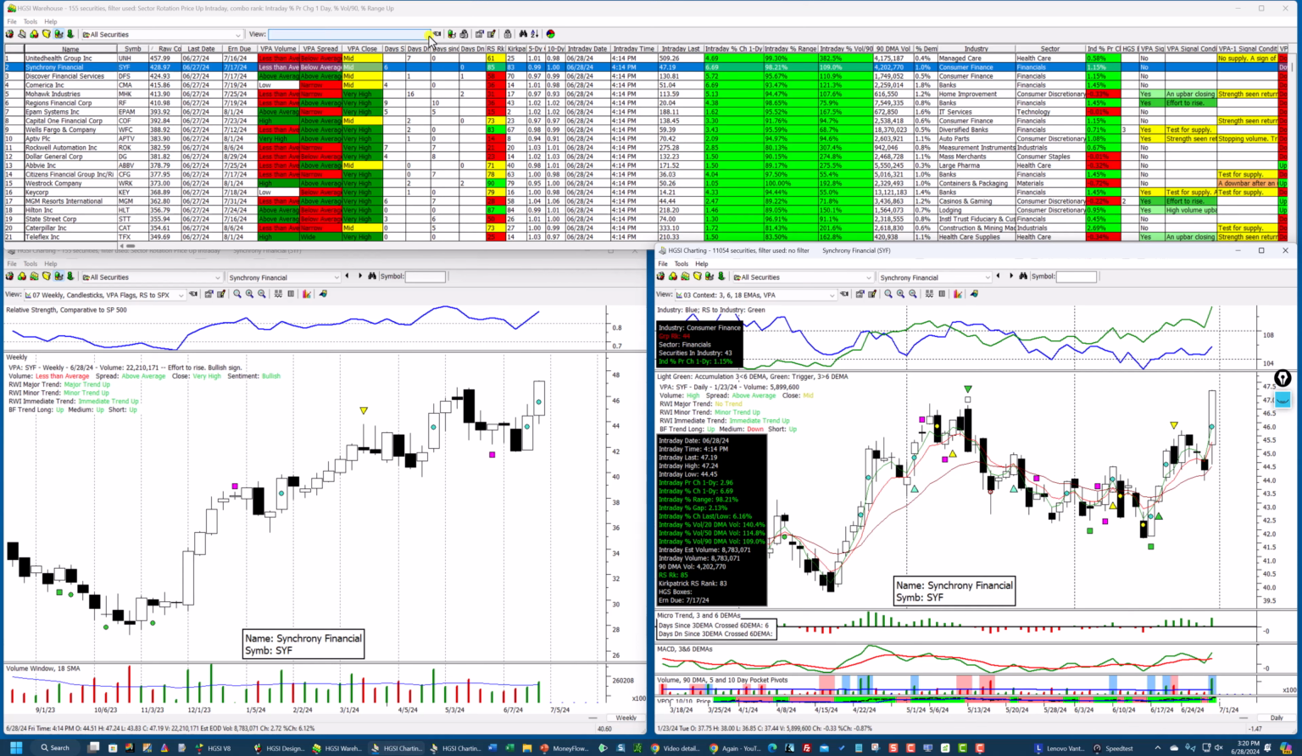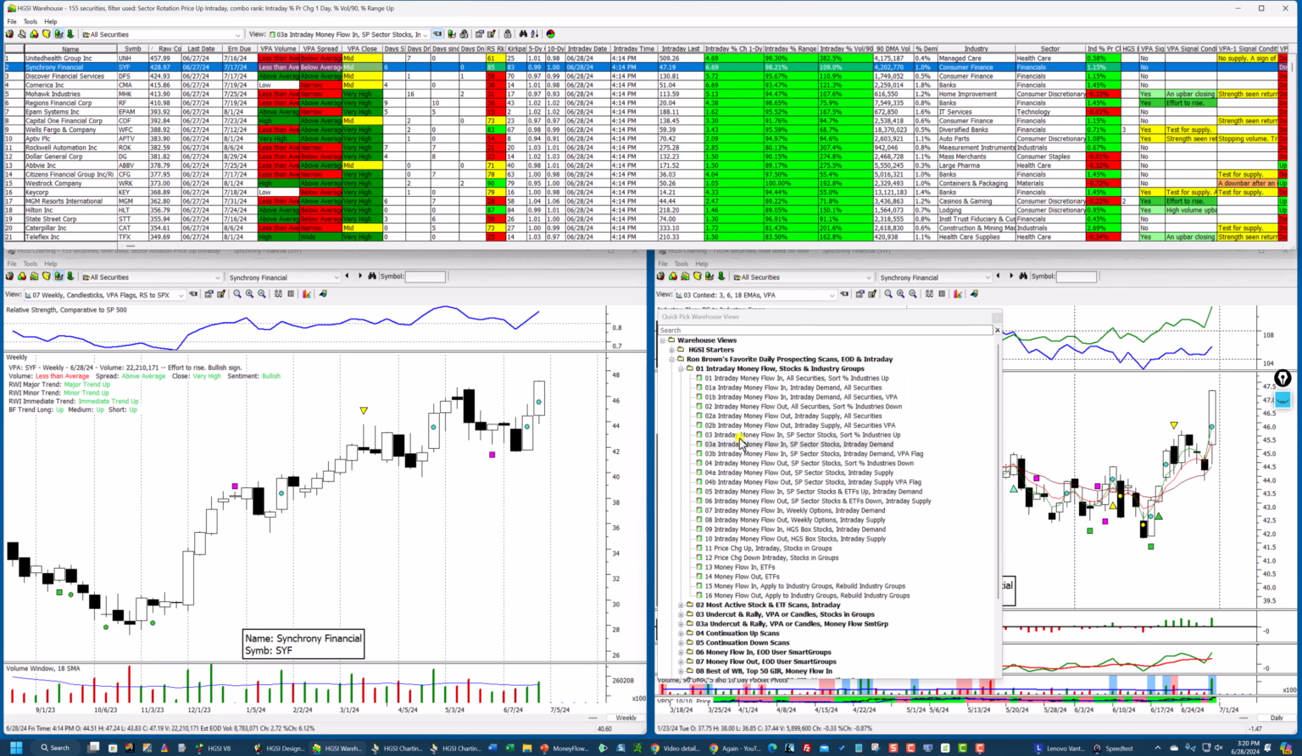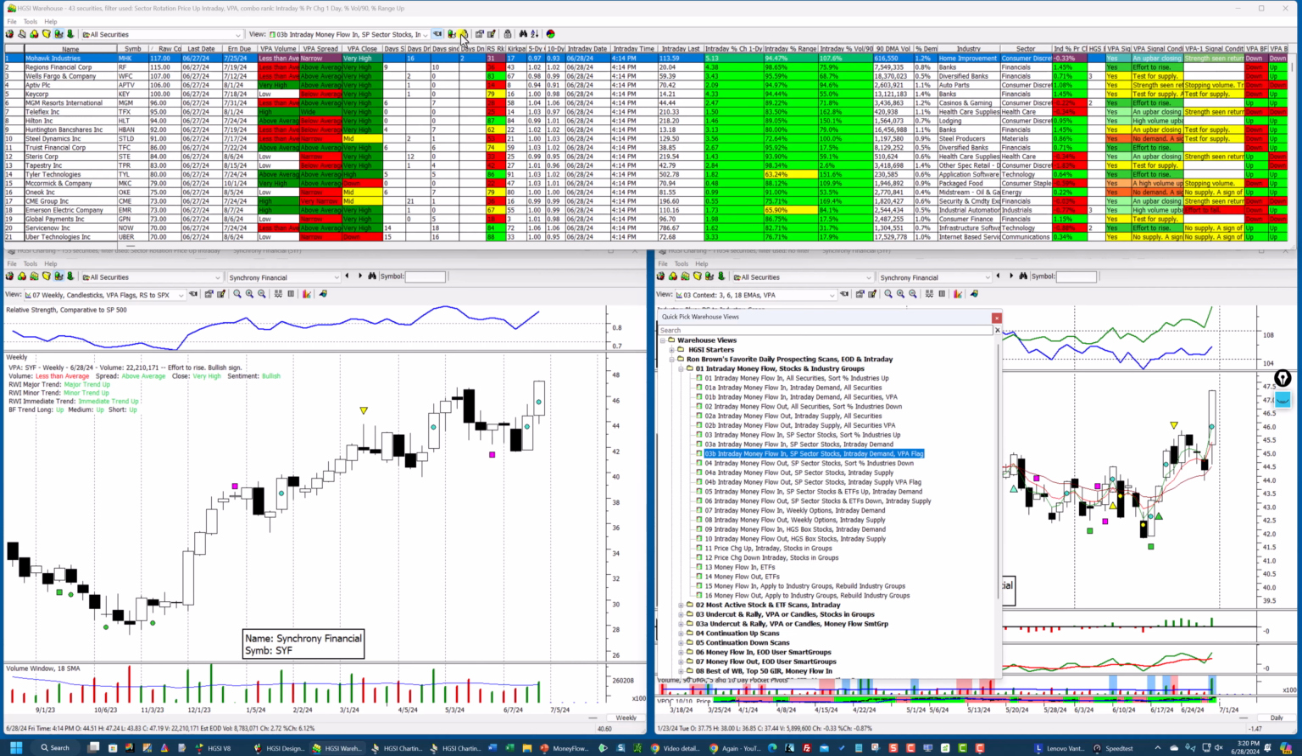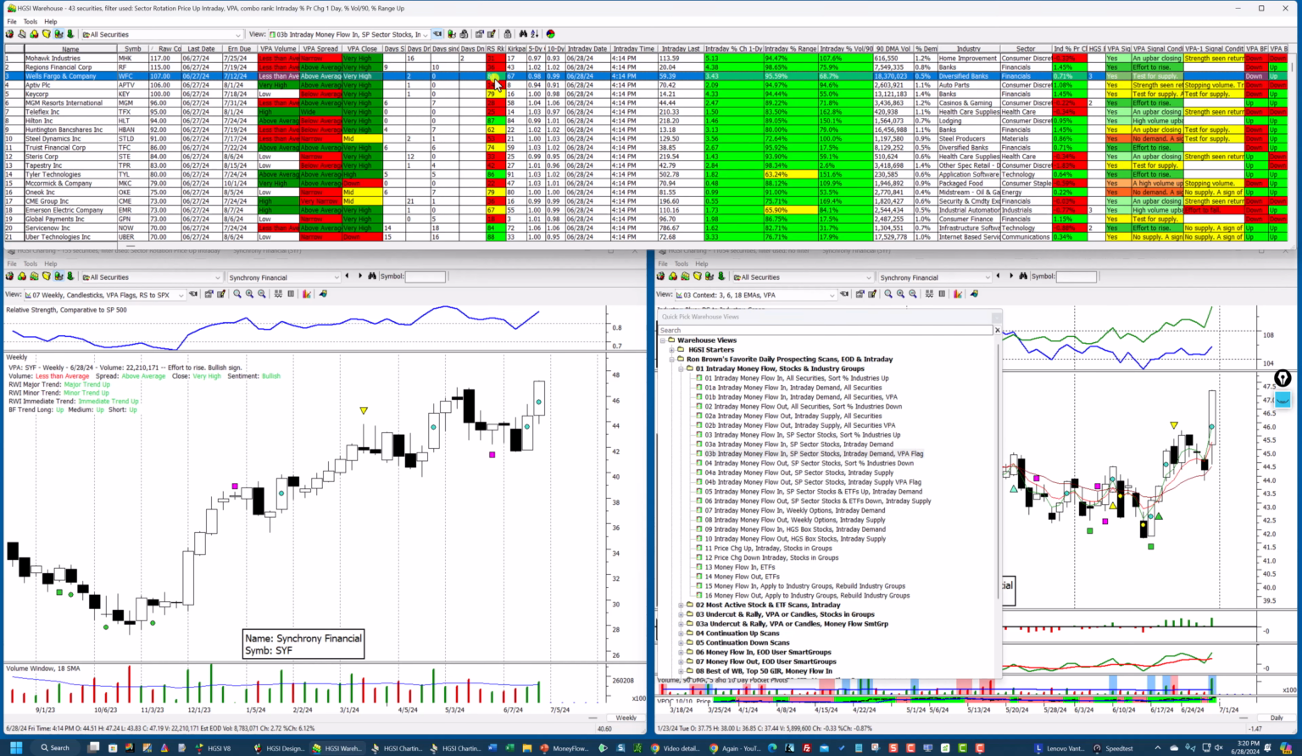Okay, let's do one more here. Once again, these are the ones that had a VPA flag. And I didn't mention I'm still using that intraday demand combo with the VPA chart. So let's take a look at Wells Fargo today.